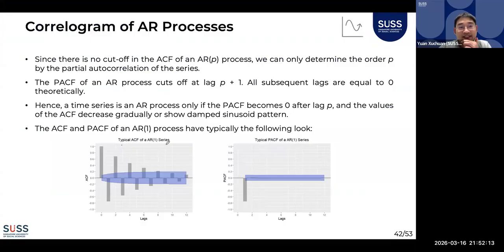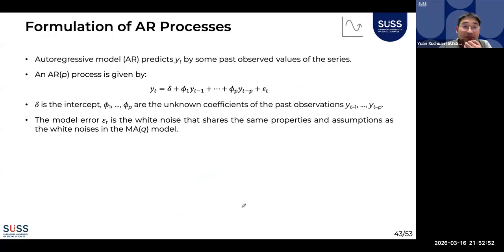Okay, so you can see the ACF and PACF, right? For an AR process, there is a cutoff after a certain lag, and you will consider using an AR model to model your time series. For the AR1 process, the ACF typically decreases exponentially, in a damped manner, like a sinusoidal pattern, and the PACF will have a cutoff after lag 1. So this is the AR model.